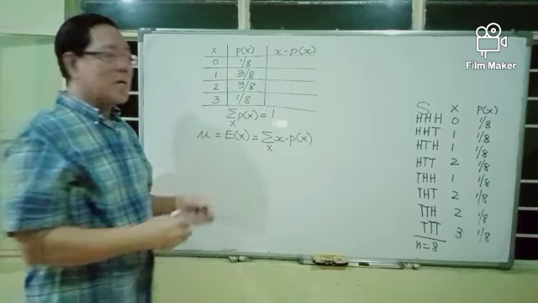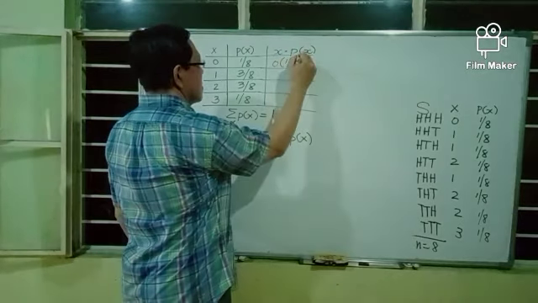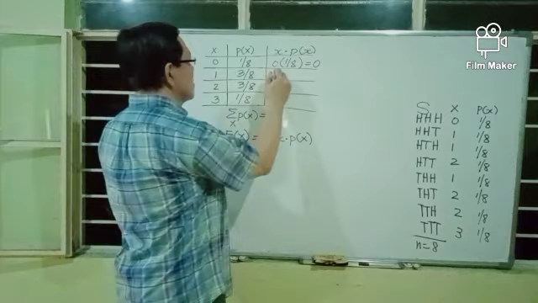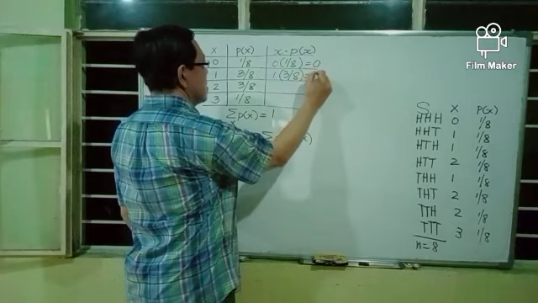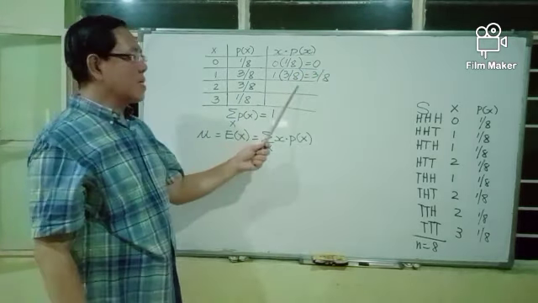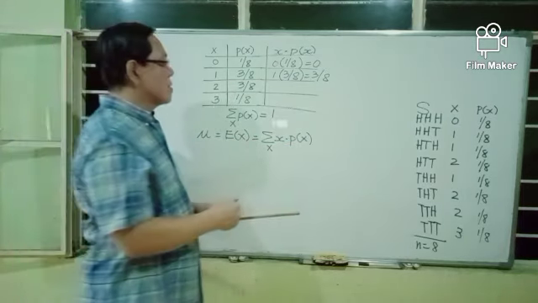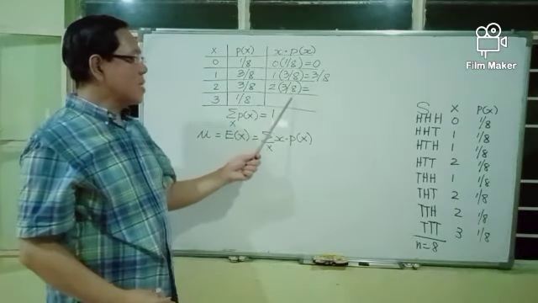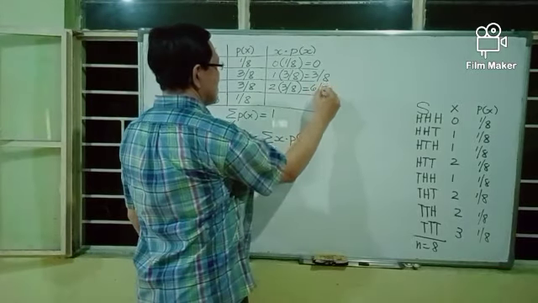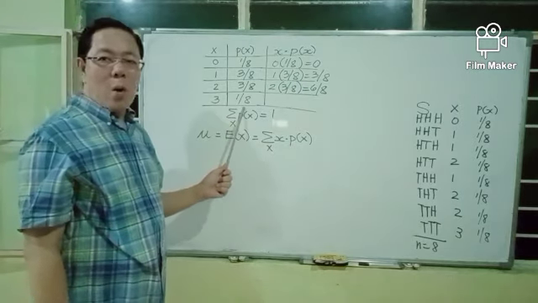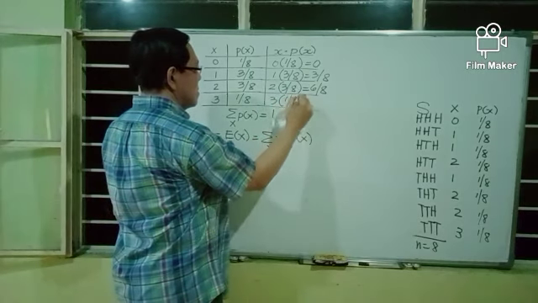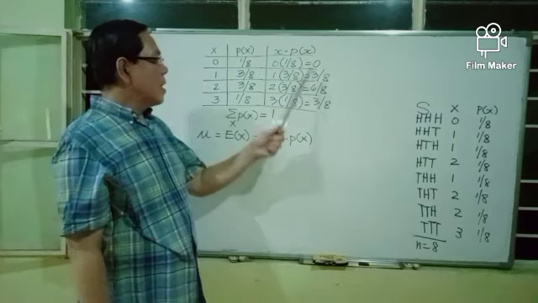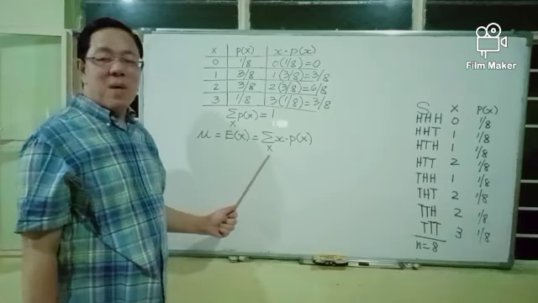We have 0 multiplied by 1 over 8. Zero multiplied by 1 over 8 is 0. Next, we have 1 multiplied by 3 over 8. 1 multiplied by 3 over 8 is 3 over 8. Next, we have 2 multiplied by 3 over 8. And 2 multiplied by 3 is 6 over 8. And lastly, we have 3 multiplied by 1 over 8. Three multiplied by 1 over 8 is 3 over 8. And we get the summation of these products for the expected value of x.